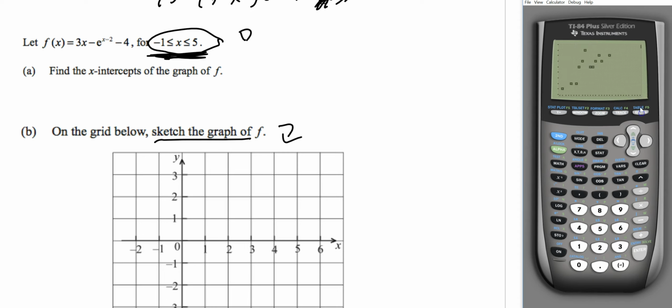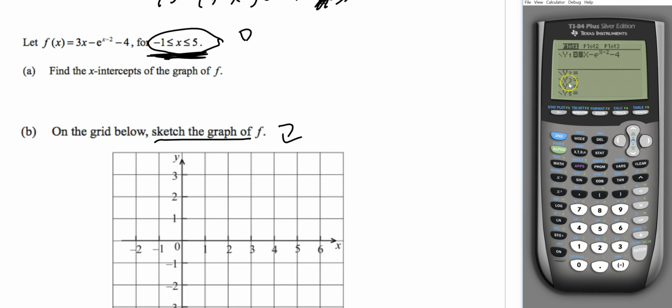Hit graph. Oh no, I got my stat plot on there. Actually, I want to show you something. Let me go to stat, edit, and clear these out. Right now, if I hit graph, look what happens: invalid dimensions. People always come to me with this, saying my calculator's broken. Well, that means you have no dimensions in your stat plot. Your list is clear, and you're still trying to graph a stat plot. So just turn it off.